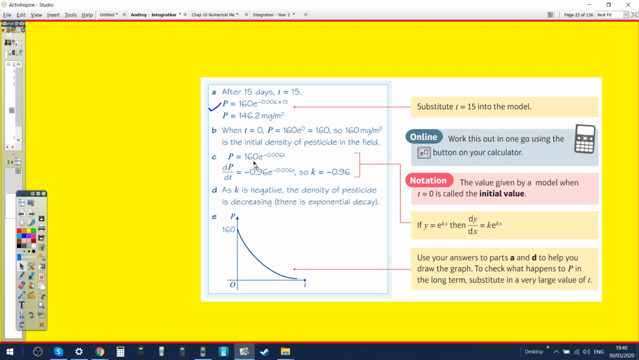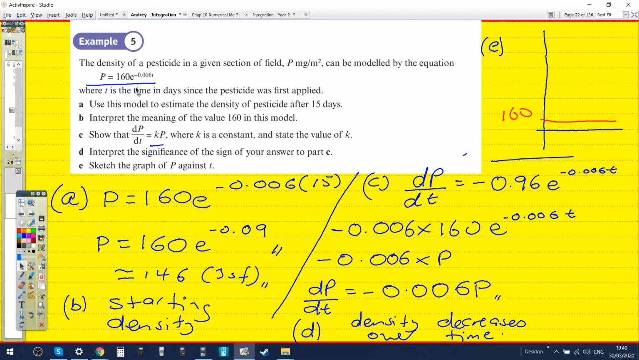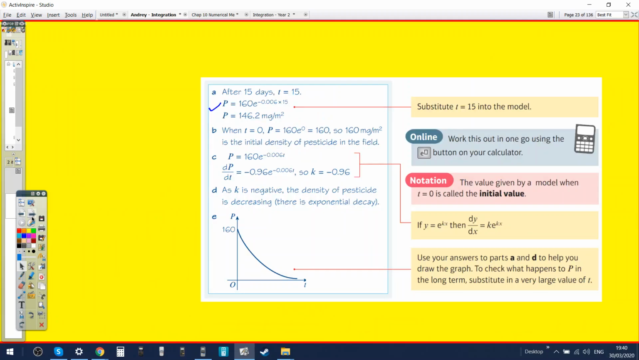160 is the initial value. 160 minus 0.96. Hold on. K is minus 0.96. Oh, wait, this is k as a constant to be found. Let me just check. So P is 160. Yeah. So dP by dt is minus 0.006 times that.